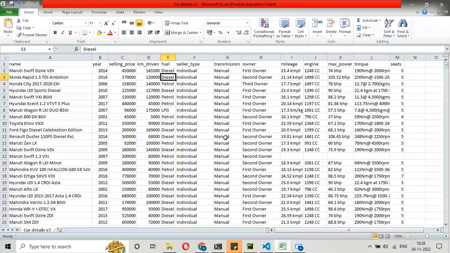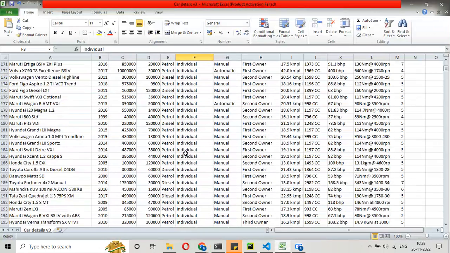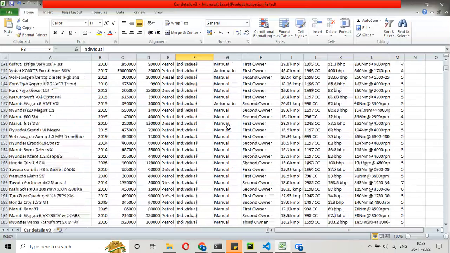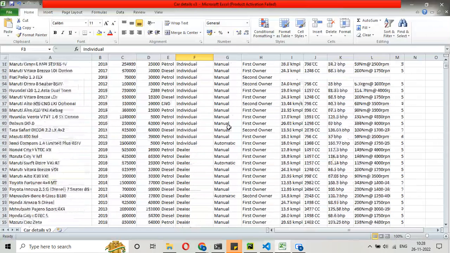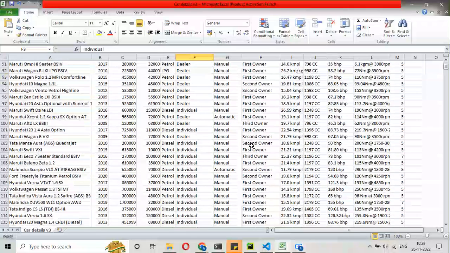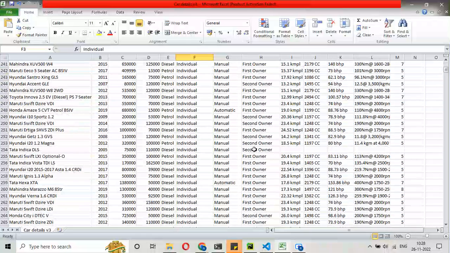In this column, you can say individual is one category and dealers are the second category. If you find a third one, you can replace it with a third category. Similarly, manual and automatic transmission you can say 1 and 2. But first, second, third, you have to say correctly: first is 1, second is 2, and third is 3. If there is a fourth, how will you represent it? So think about it also. Similarly, diesel and petrol also you have to replace.